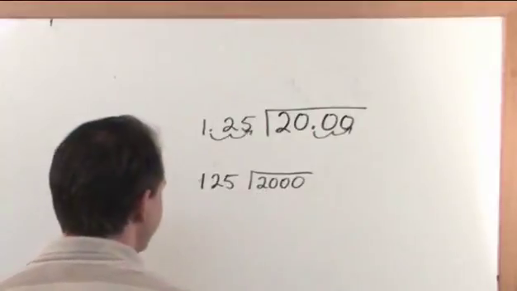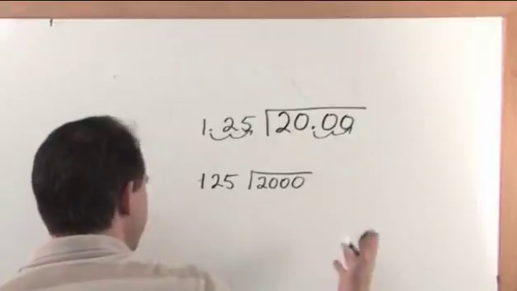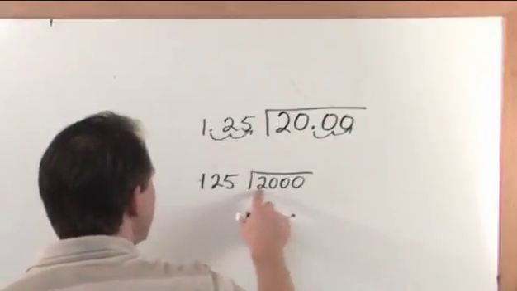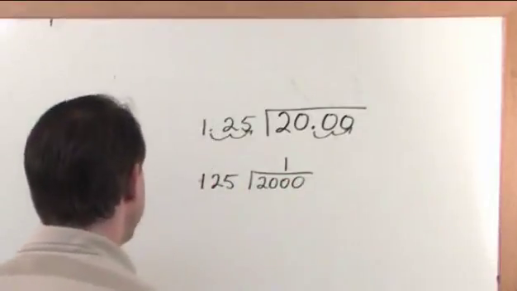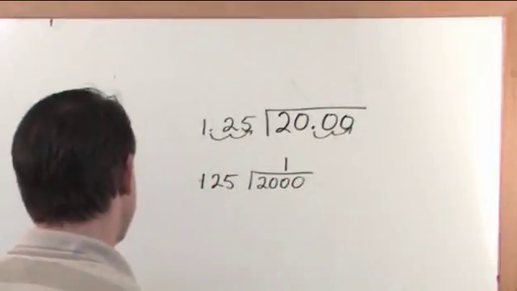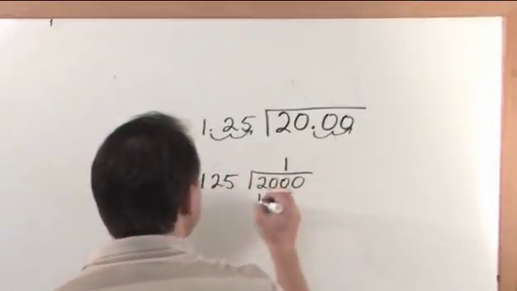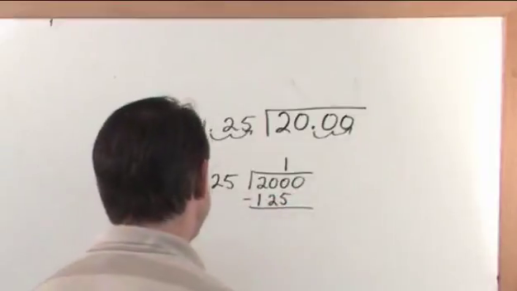Well, the answer is 0. 2 is just simply too small. How many times will it go into 20? Again, it's not going to go in at all. How many times can 125 go into 200? I think you'll all agree it goes 1 time, because if you try 2 times, that's going to be 250. That's too big. So 1 times 125 is 125, and then you subtract.